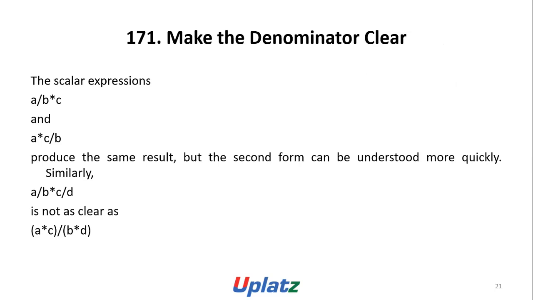Make the denominator clear. The scalar expressions a/b*c and a*c/b produce the same result, but the second form can be understood more quickly. And similarly, a/b*c/d is not as clear as a*c/(b*d).